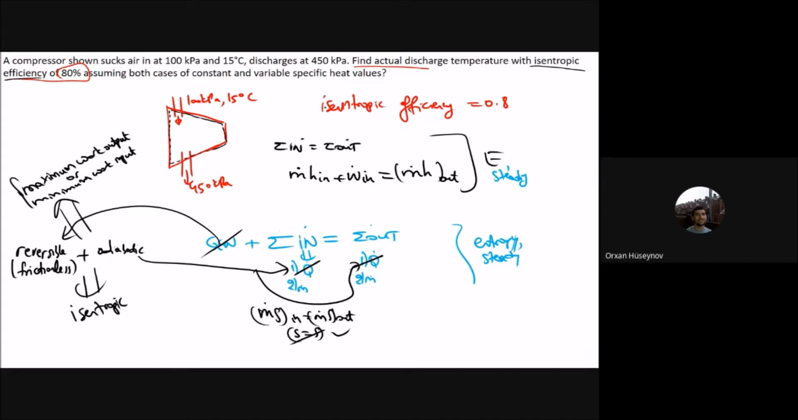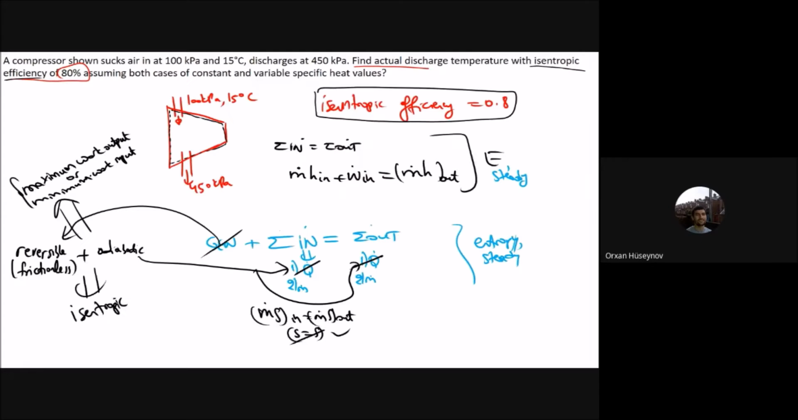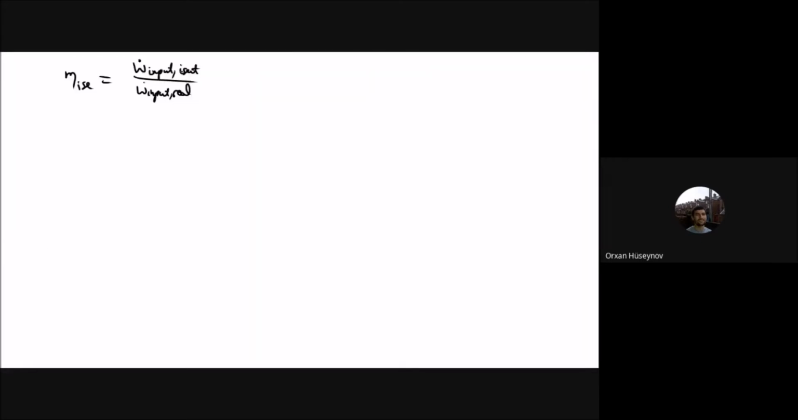Okay, so the question says that the isentropic efficiency of the compressor is 80%. It means that the real... Let me write it here. So the isentropic efficiency is the work input, this one will be the isentropic case, divided by the work input, and this one will be the real case. So you can see, since this one is minimum work input, you should divide the isentropic case by the real one.